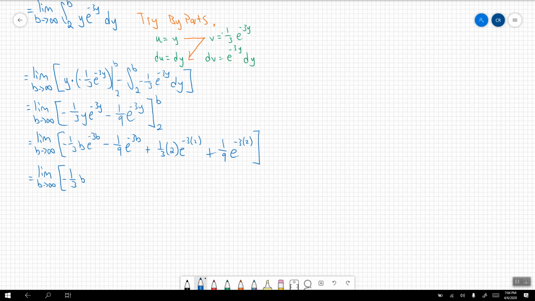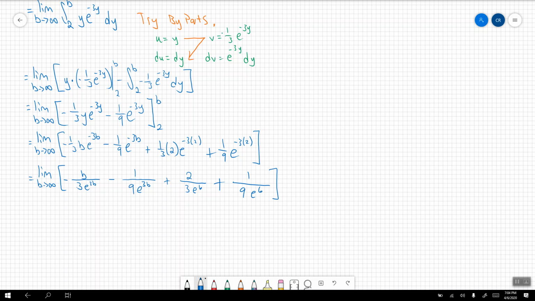Here we're going to have b, or let me actually rewrite this, this first one here. This is going to be negative b divided by 3, and that's e to the power of 3b. This one's going to be minus 1 over 9 e to the power of 3b. This one's going to be plus 2 divided by 3 e to the power of 6, plus 1 over 9 e to the power of 6. There we are. All right, so it's looking pretty good.